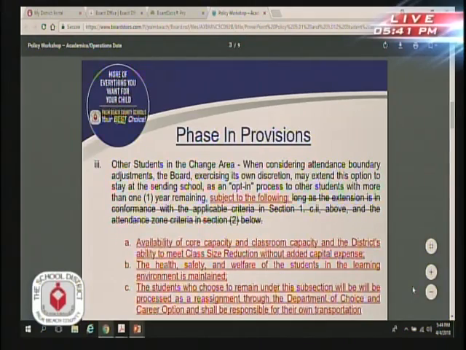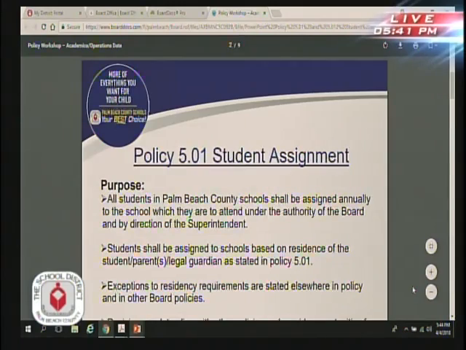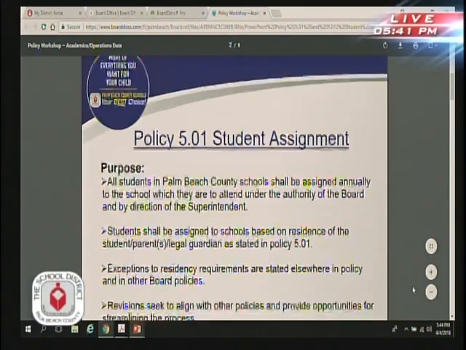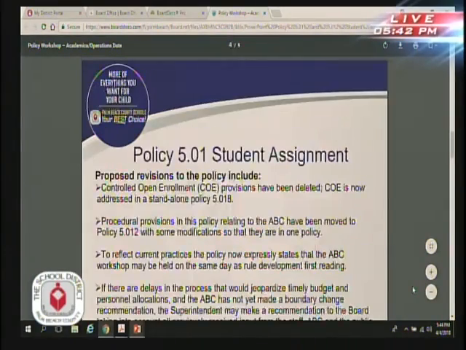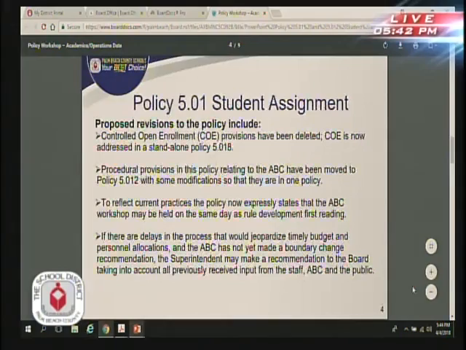As I mentioned, we removed the controlled open enrollment procedures. Another thing we were finding, as staff trying to grapple with very detailed procedural requirements, was that they were in two different policies. So what we tried to do is move all of the procedural provisions in policy 5.01 into 5.02, in addition to making some adjustments there. Okay, that's slide 4, Mr. Harris is pointing out. Are we ready to move on to policy 5.01?